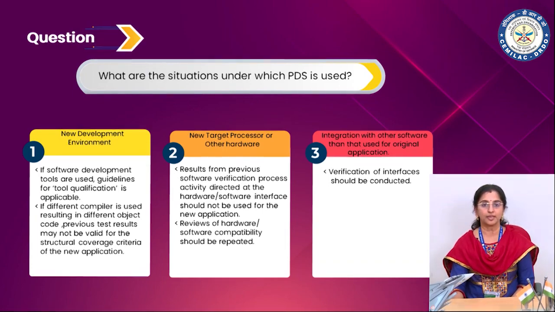The second possibility, there is a new target processor or other hardware. Then the results from previous software verification process activity directed at the hardware-software interface should not be used for the new application. The reviews of hardware-software compatibility should be repeated. And in case there is integration with other software other than that used for the original application, in this case, the verification of interfaces should be conducted.